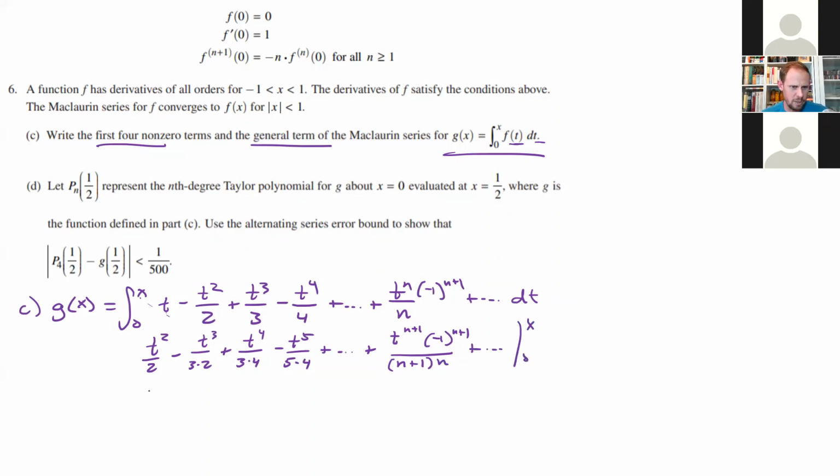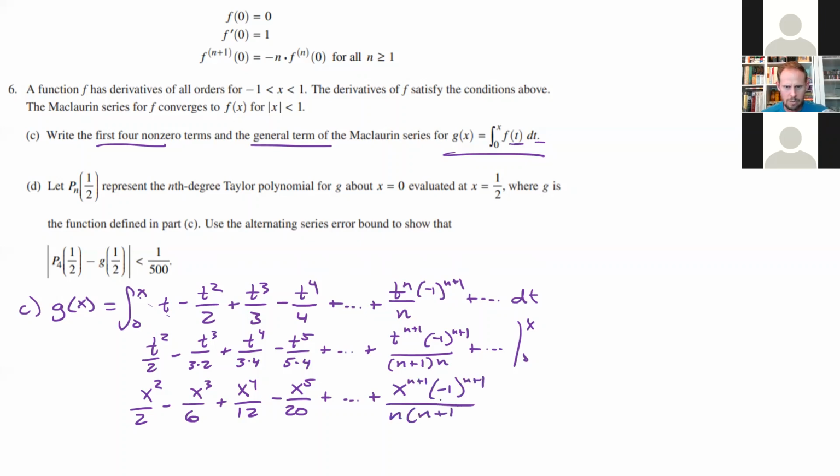If we plug in x, we're getting x squared over 2 minus x cubed over 6 plus x to the 4th over 12 minus x to the 5th over 20. So there's our first four non-zero terms, plus dot, dot, dot. And now our general term is x to the n plus 1, negative 1 to the n plus 1 over n times n plus 1. All right, and there's my general term. So I got both of those things.